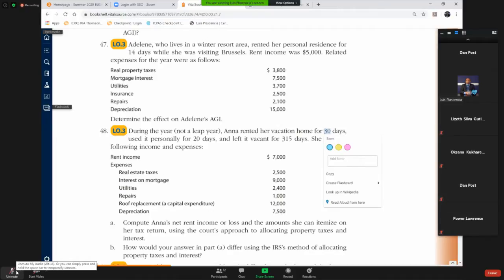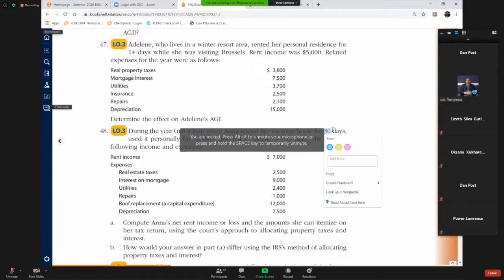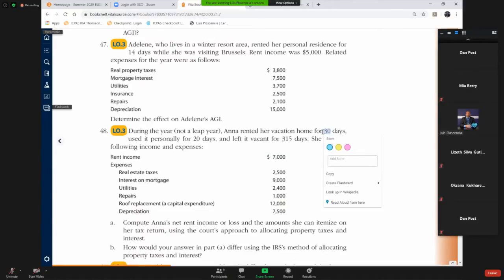Let me ask you that again. Personal days has to be more than 10% of rental days. Personal days also has to be more than 14. Is that true? Yes. 20 days is more than 14, right? Is 20 days more than 3? Come on, everybody. You guys should all know this. It is true, yes, right? So that makes it a vacation home.